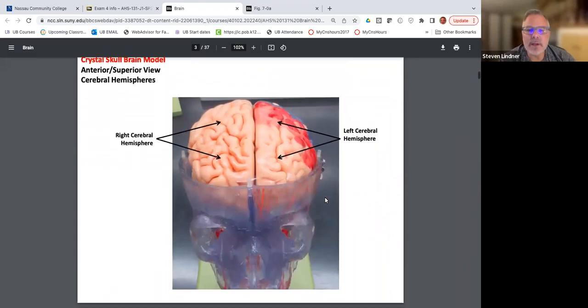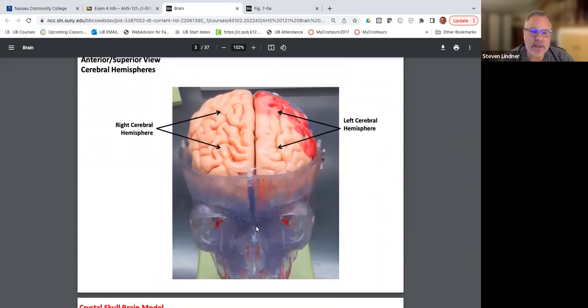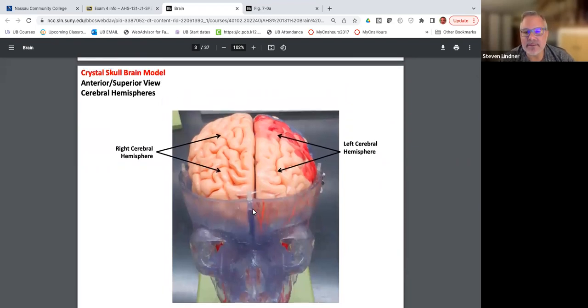Now, when we look at the crystal skull here, and we look at the individual from the anterior perspective, and a little bit superior because we can see what's on top, the brain is divided into two cerebral hemispheres. This is the individual's left side. This is the individual's right side. So we have a right cerebral hemisphere and a left cerebral hemisphere.